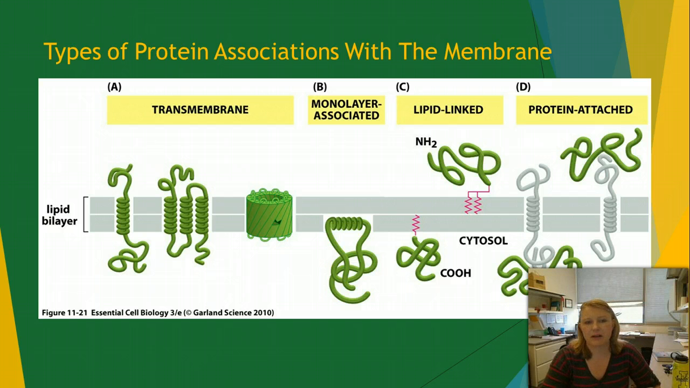We then have monolayer associated ones. These are proteins that are only associated with either the inside or the outside of the cell, but don't span the whole membrane. And so it's just stuck on one side or the other. And then the last two are ones that are attached to the membrane in some way, shape, or form. We have lipid linked. So they're proteins that are attached to a lipid within the cell membrane. And then we have protein attached, which is where there's another protein that binds to one that's a transmembrane protein or something else that's attached to the membrane.